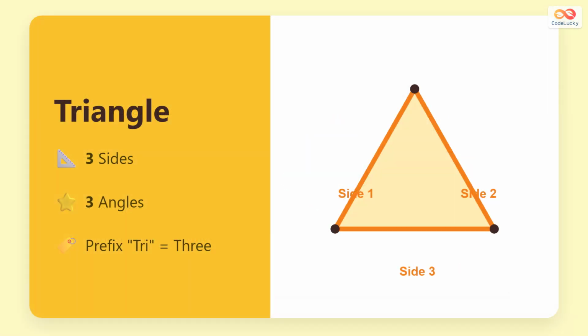The simplest polygon is the triangle. The prefix tri means 3. A triangle has 3 straight sides and 3 angles. It is one of the most common shapes you will see.